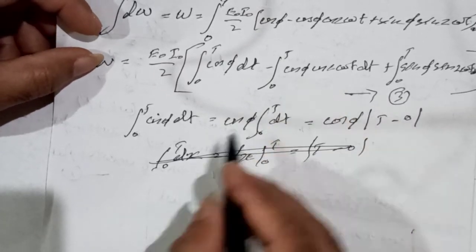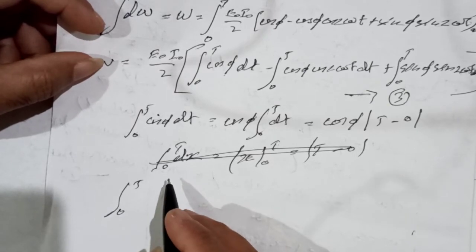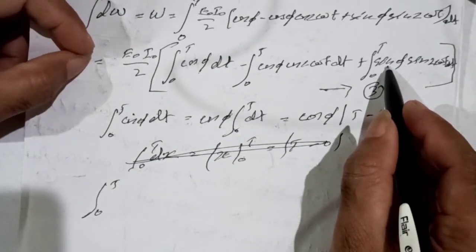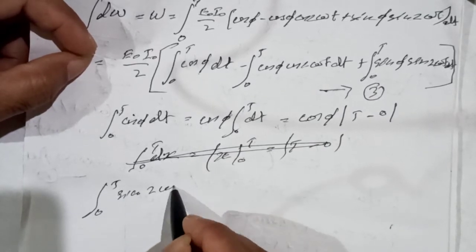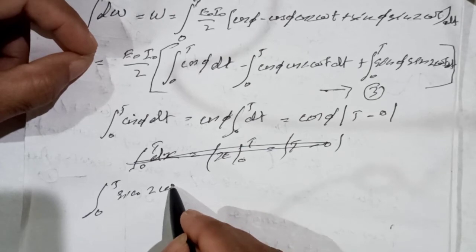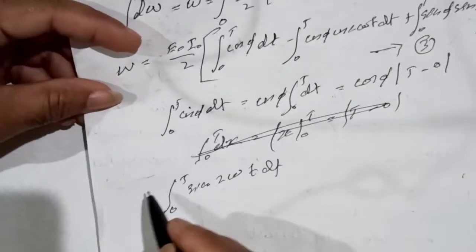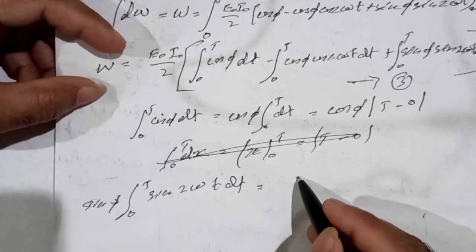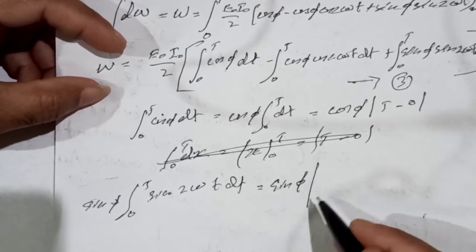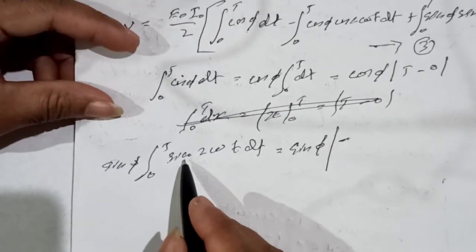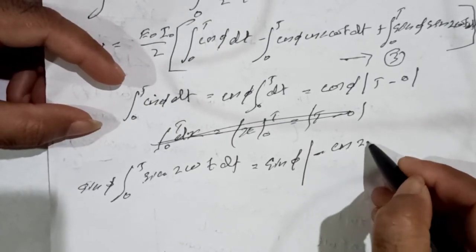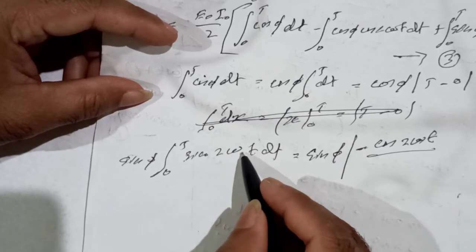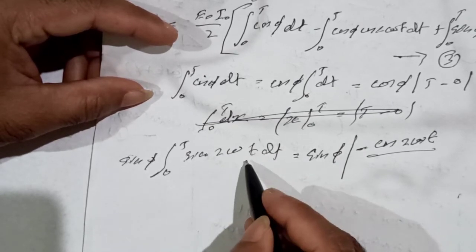What about this? Let's integrate first this one. This is very simple one, sine 2 omega t dt, and this sine phi we put outside. Equal to, here we can integrate them. Sine phi, integrating sine is minus cos 2 omega t. So these are constants, mx, we have to divide by. So it's like this, integrating sine mx dx means minus cos mx divided by m.